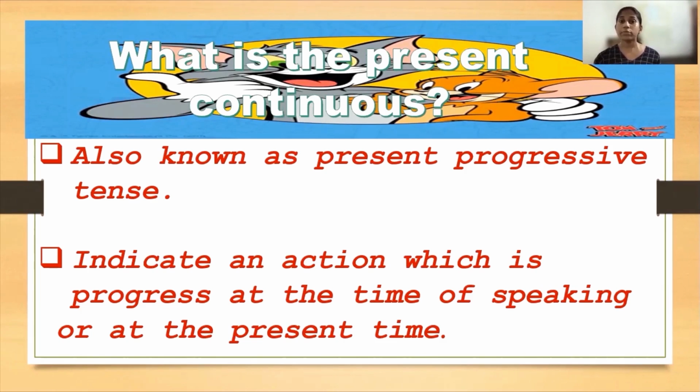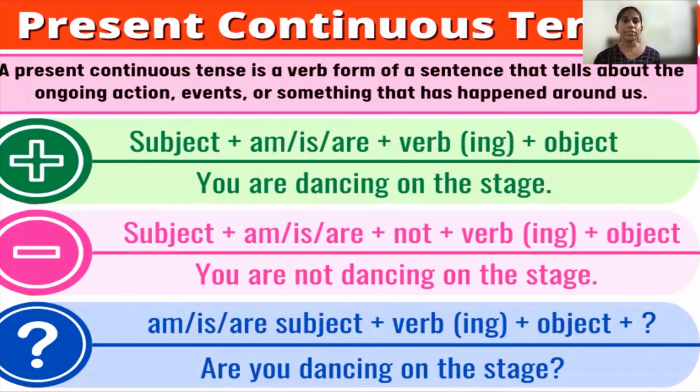That means we can use this present continuous tense to indicate an action or event which is occurring at the present time. A present continuous tense is a verb form of a sentence that tells us about ongoing actions, events, or something that is happening around us. We can use this present continuous tense to make positive sentences, negative sentences, and also questions.